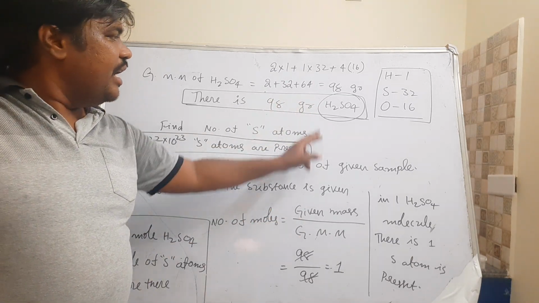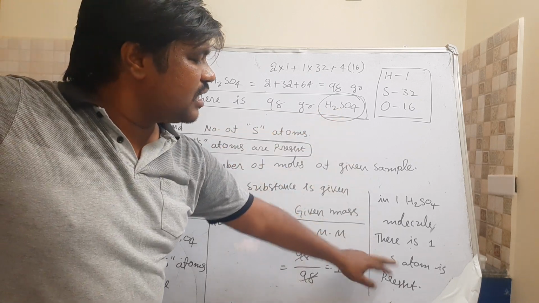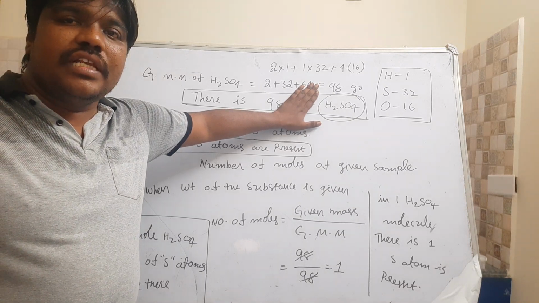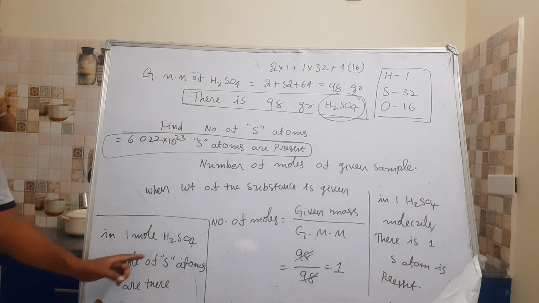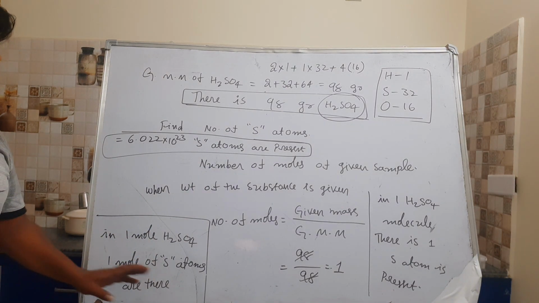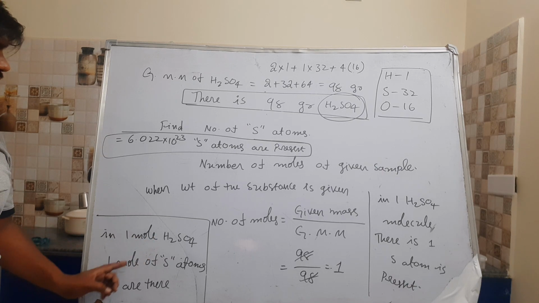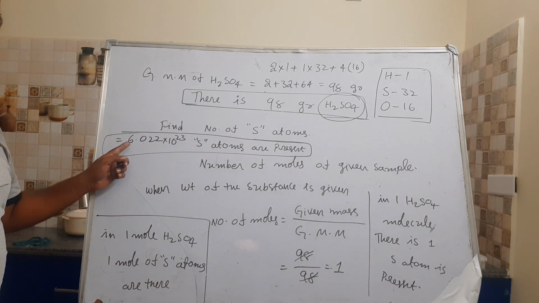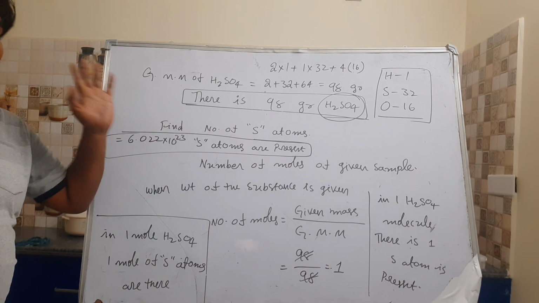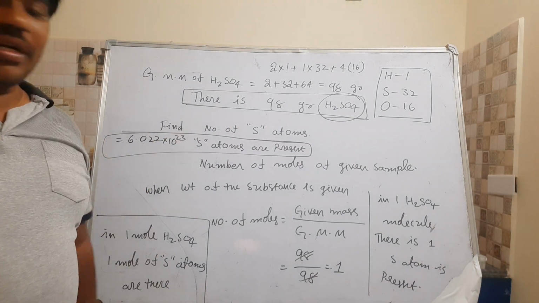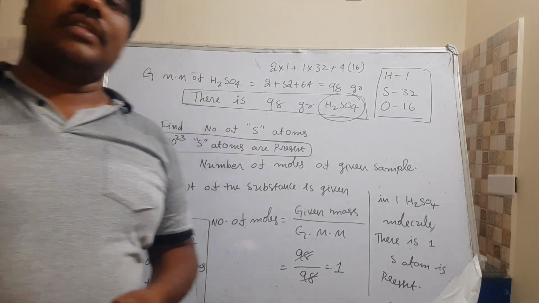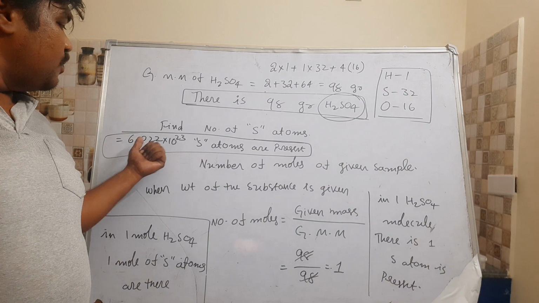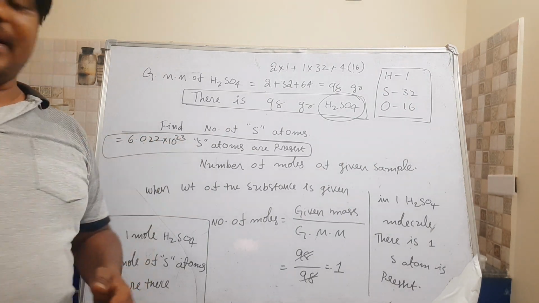Just keep in your mind, in 1 molecule of H2SO4 there is 1 sulfur atom. In 1 mole of H2SO4, 1 mole of sulfur atoms are there. 1 mole of sulfur atoms means 1 mole contains 6.022 into 10 to the power of 23 sulfur atoms. That is your answer. In the sense, Avogadro number of sulfur atoms, 6.022 into 10 to the power of 23 sulfur atoms, are present.